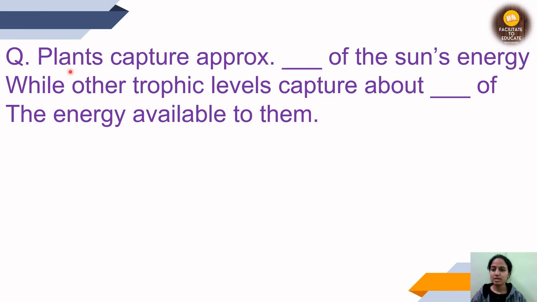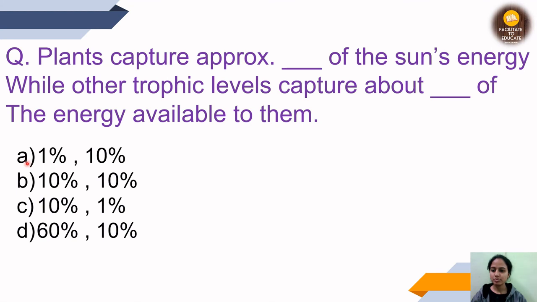The second question is, plants capture approximately dash percent of the sun's energy while other trophic levels capture about dash of the energy available to them, right? So this question is a bit tricky, because if you have seen these slides very carefully, you can answer it very easily, right? So the first option is 1% and 10%, or 10% and 10%, or 10 and 1%, and 60 and 10%. So what will be the answer? I have shown you that with the help of the arrows, right?